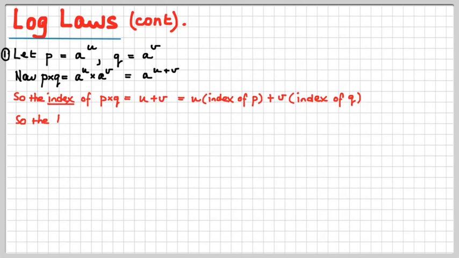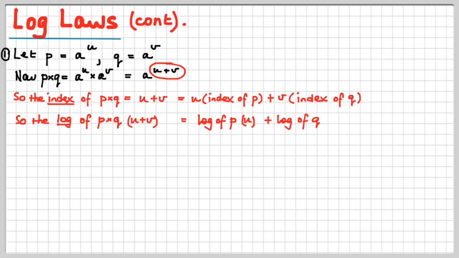So, I'm rewriting that expression above in a loggy way now: the log of the product of p and q, which, there it is, I've just circled it, is u plus v, isn't it? It's the index, it's the log. So the log of the product of p and q, which happens to be u plus v, is equal to the log of p, which is u, added to the log of q, which is v.